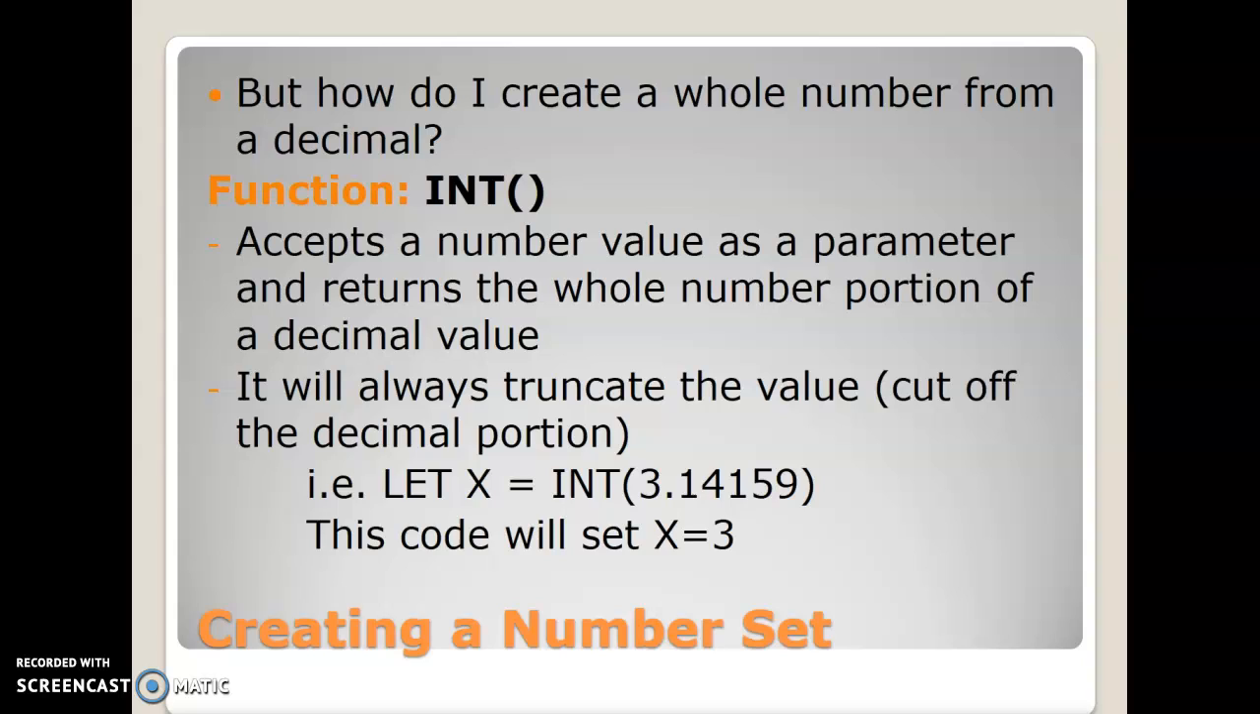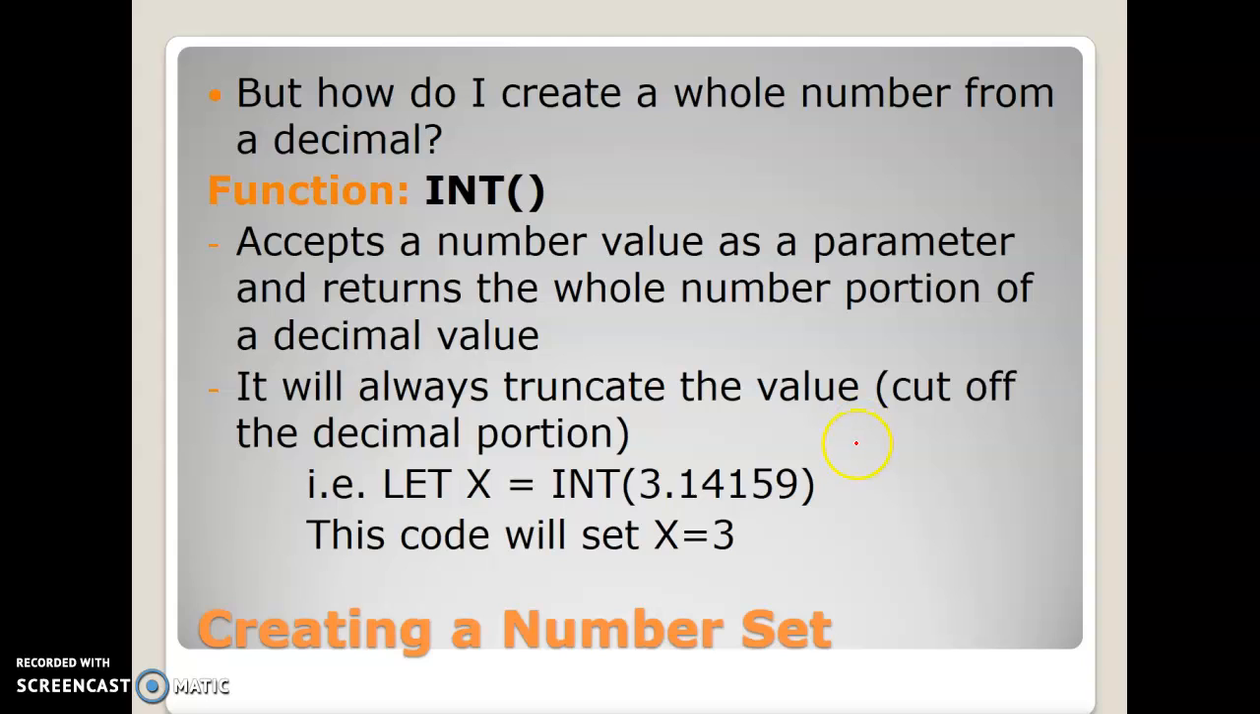But in that random generation, we will also use our final function, the INT function. And what the INT function does is it accepts a number value as a parameter and returns the whole number portion of a decimal value. So it will always truncate the value, cut it off. It doesn't round it. It literally just cuts it off. So for example, I let x equal the integer value of 3.14159. It actually cut it off. And so it let x equal 3.